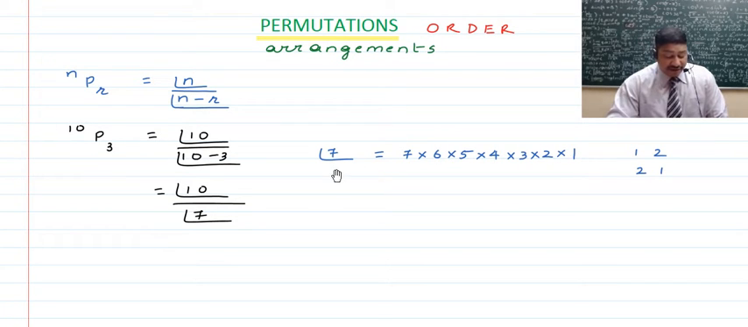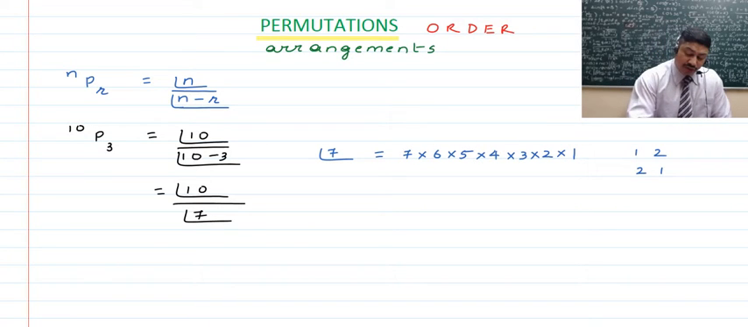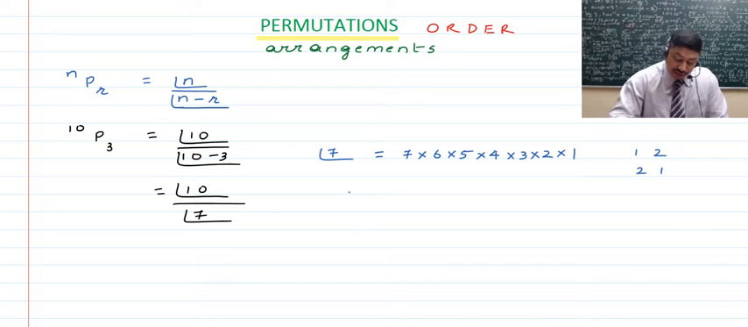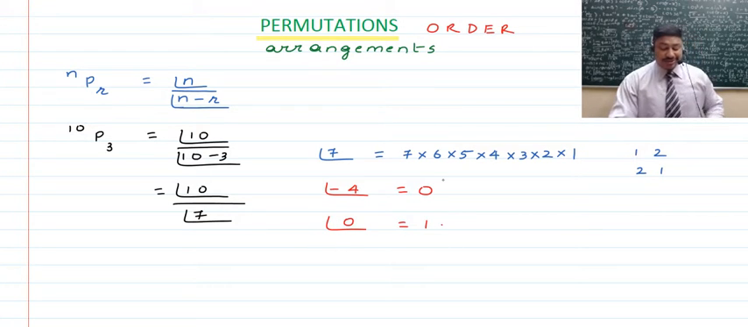Remember, whenever we find the factorial, it is always that of a natural number value, right? And the factorial of a negative number is 0. That means if we want to talk about the factorial of minus 4, then that is 0, right? And if we talk about factorial 0, then factorial 0 is given to be 1. So these are two values also you require to remember, right?